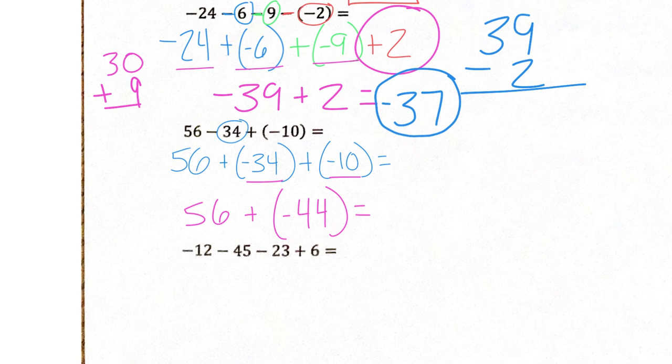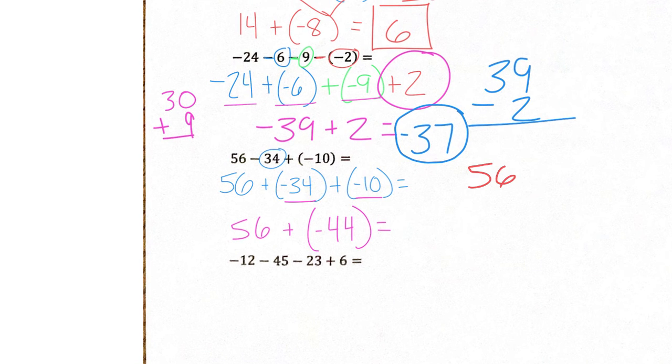Different signs, what do? Subtract 56 minus 44. 6 minus 4 is 2. 5 minus 4 is 1. So 12, will this be a positive or negative 12? Positive. 56 is further from 0 than negative 44. Try the last one on your own before I give you the answer.